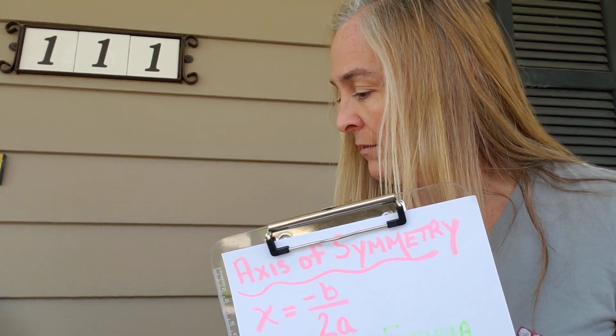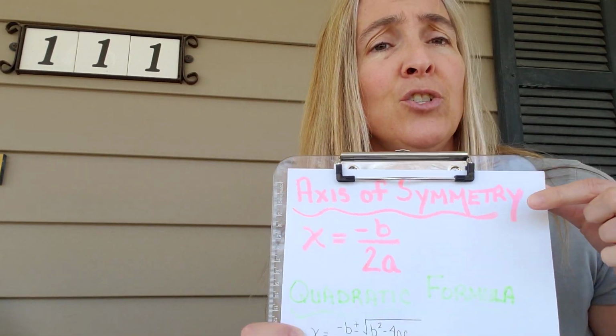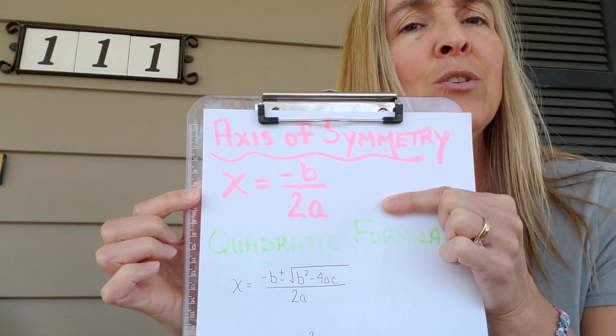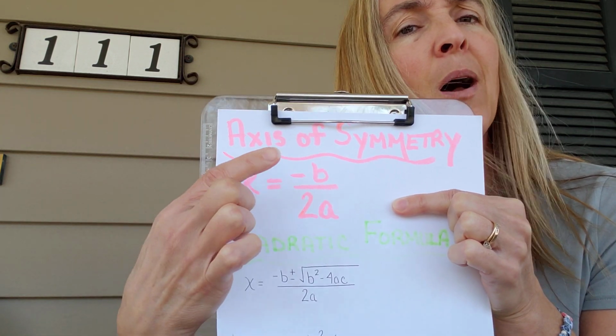The number 4 on your assignment asks you to graph. And so I wanted to remind you that to find the axis of symmetry, you simply say that x is equal to the opposite of b over 2a.